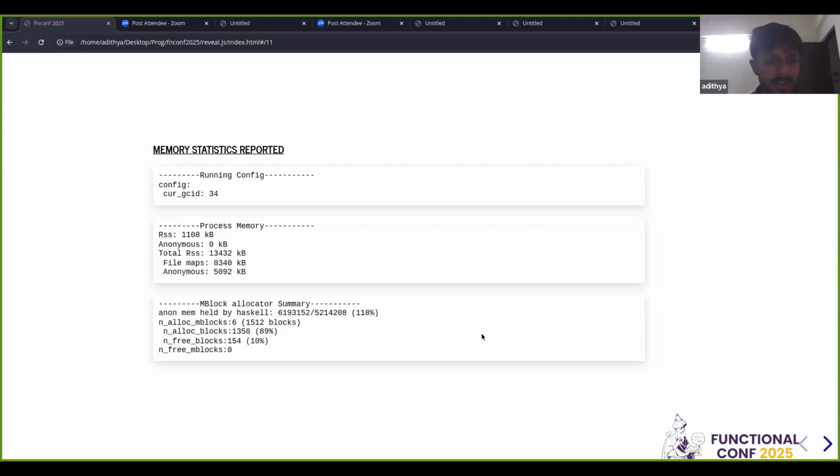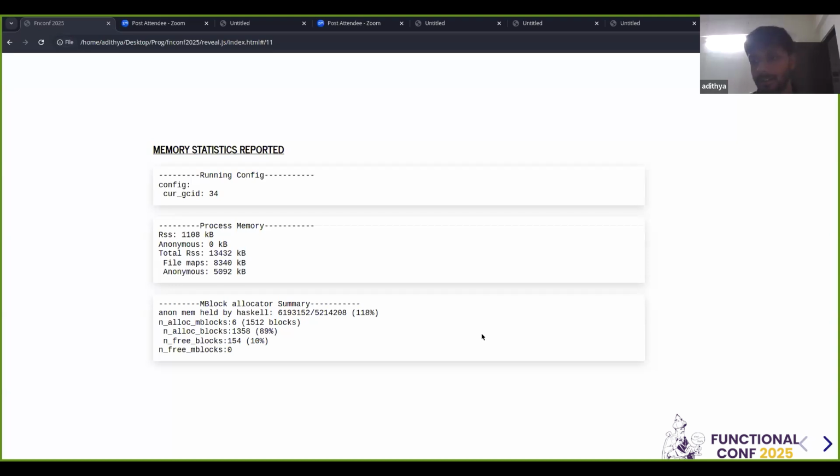So now let's just dig into the Haskell part of the program. There is this mblock allocator summary. The mblock allocator summary gives you the totality of the Haskell heap. So this is the entirety of the Haskell heap. It basically says that there are 6 megablocks allocated for the Haskell heap.